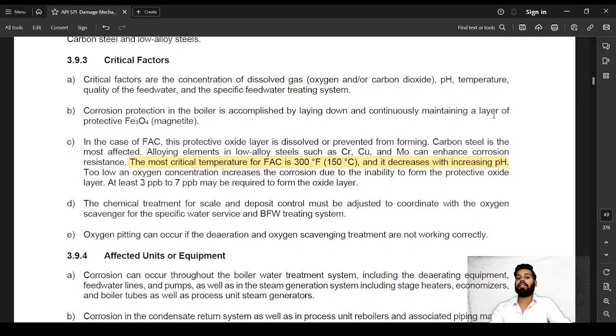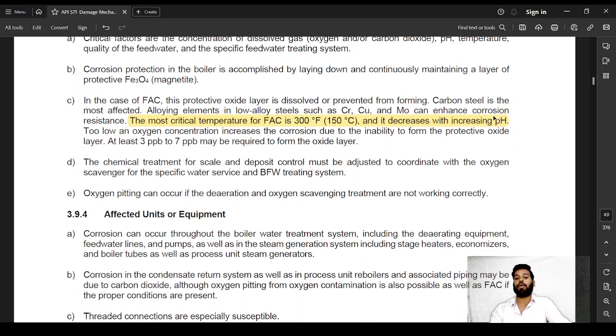Corrosion protection in the boiler is accomplished by laying down and continuously maintaining a layer of protective magnetite, that is Fe3O4. In case of flow accelerated corrosion, the protective layer is dissolved or prevented from forming. Carbon steel is most affected. Alloying elements: in carbon steel you generally do not use carbon steel as it is, because some alloying elements are added to ensure that the corrosion protection happens. Alloying elements in carbon steel such as chromium, copper, and molybdenum can enhance the corrosion resistance.